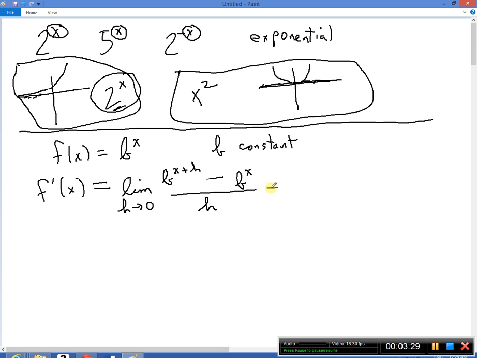So far, so good. Well, that's the limit as h goes to 0 of what? Well, can I factor in the numerator? Well, it turns out, yes, I can. I can factor out b to the x.